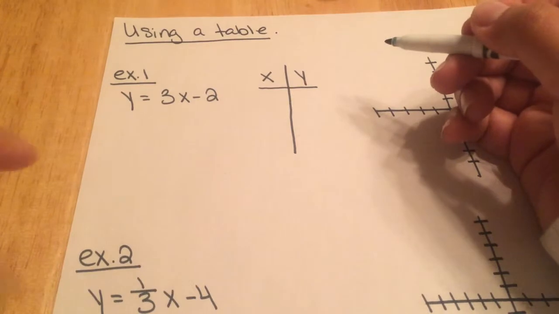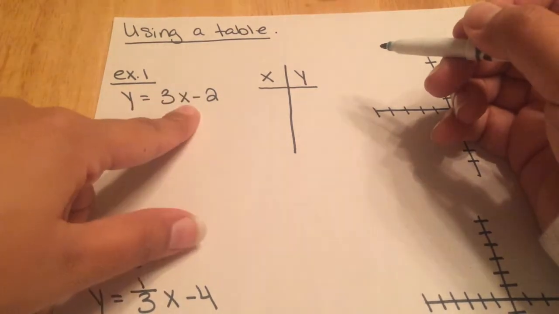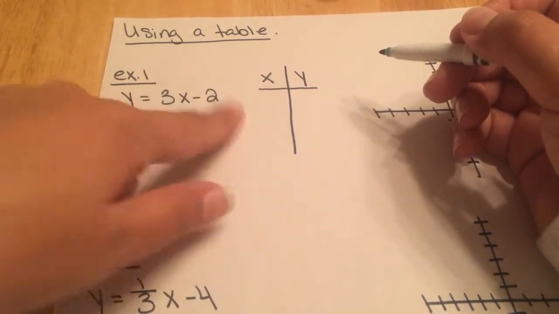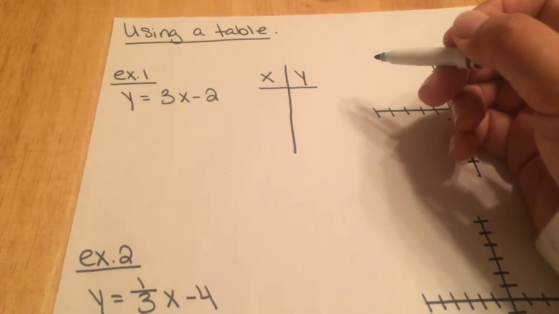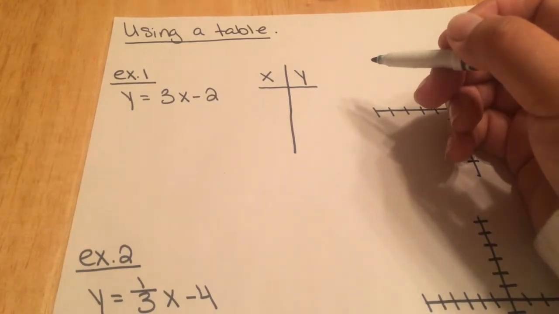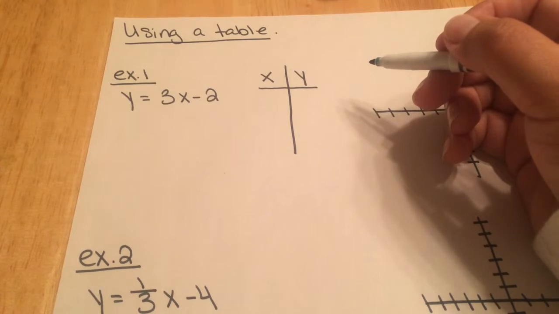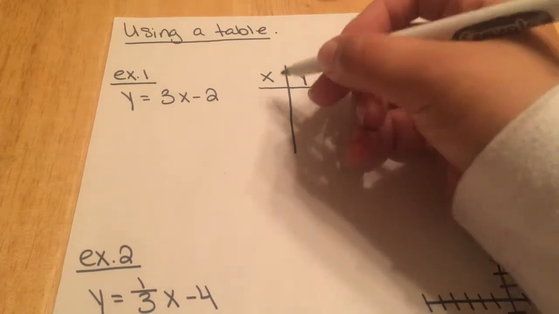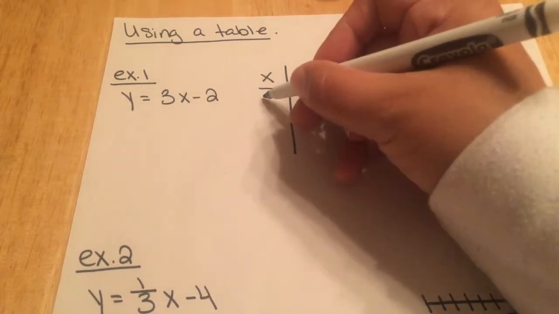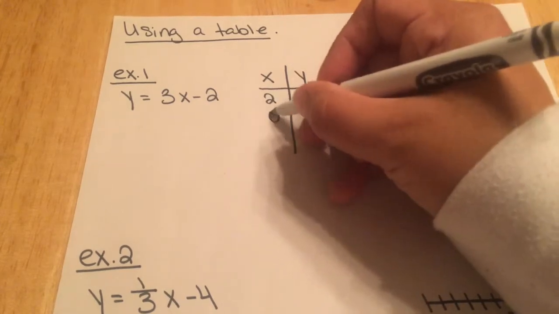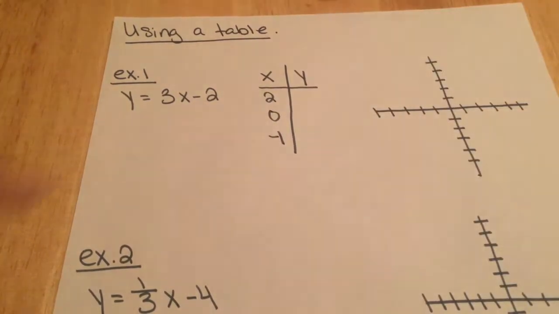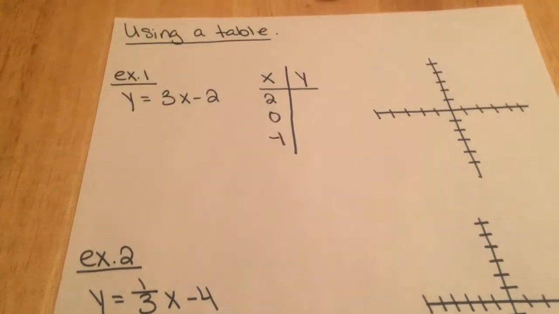All right, so I need to pick some x. That way, when I do all my math out, it's going to give me my y. I like to always try and use a positive, a negative, and 0. So I'm going to use a positive 2, 0, and a negative 1. Lots of people like 1, 0, negative 1, 2, 0, negative 2, whatever works for you. I'm just going to use these 3 points right now.